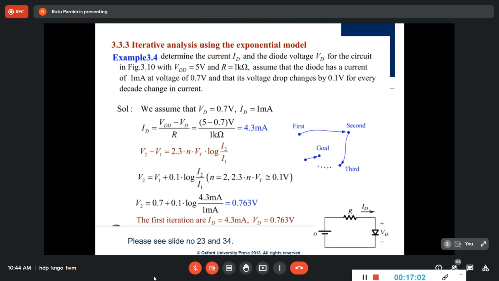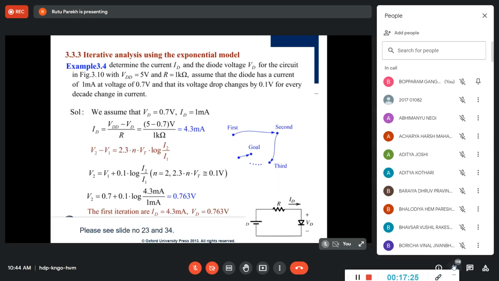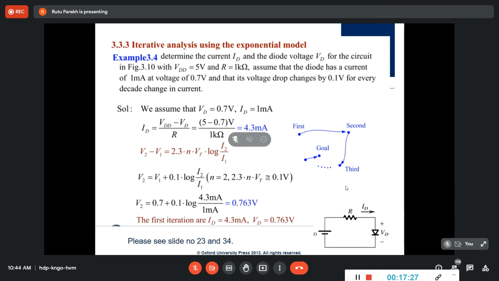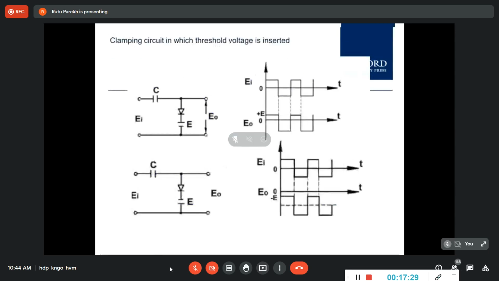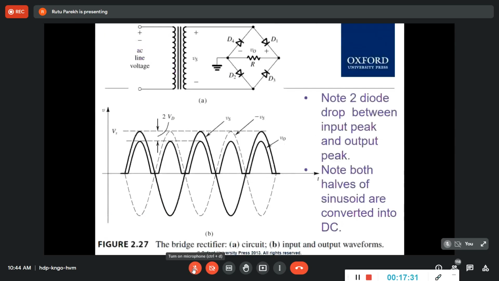VT must be very small. It is given; we have done it in the beginning. How much is VT? 25.8 millivolt at room temperature. Means we have to take by default 25.8 millivolt. See, some values that are constant will be given. If not given, these are basic things you should know. Okay, it will come in BJT also.